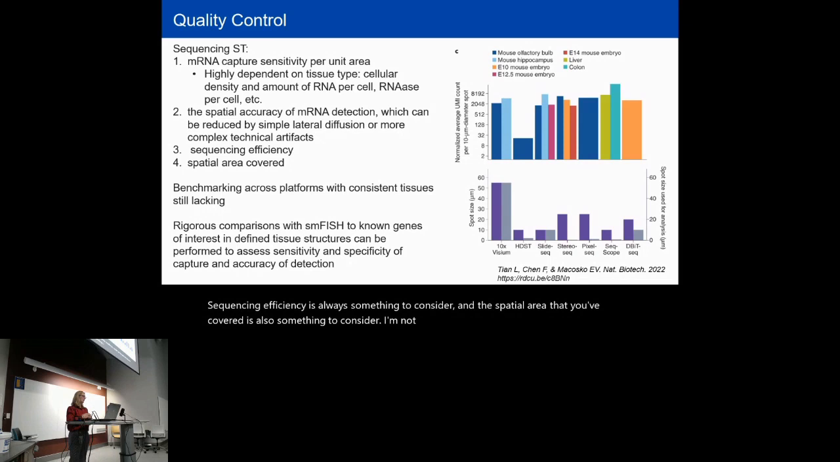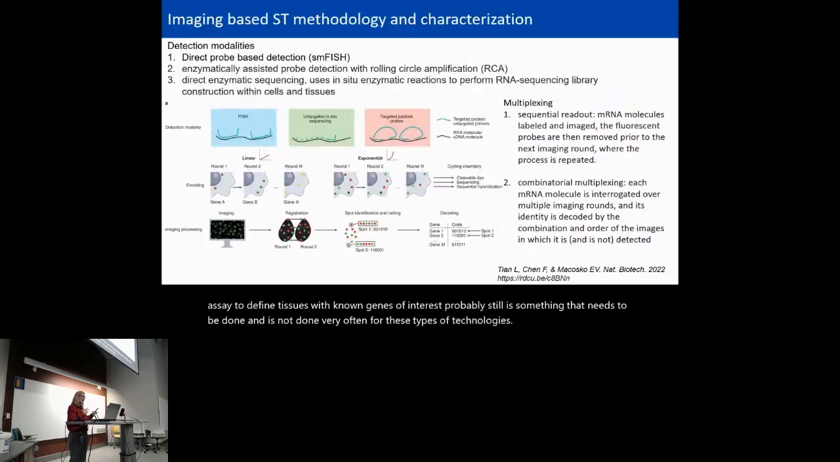I'm not sure that benchmarking across these platforms with consistent tissues has really thoroughly been done. There have been a couple that have been done. I've referenced one here. Ultimately, how do you actually validate these things? Rigorous validation with a smFISH type assay to define tissues with known genes of interest probably still is something that needs to be done and is not done very often for these types of technologies. Okay, so that's all I have about sequencing.